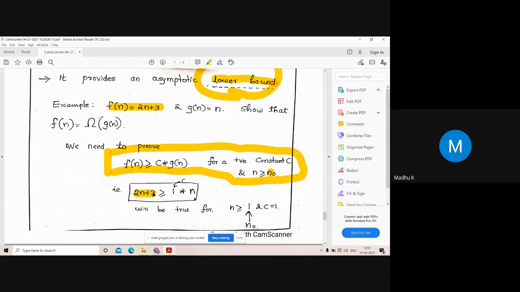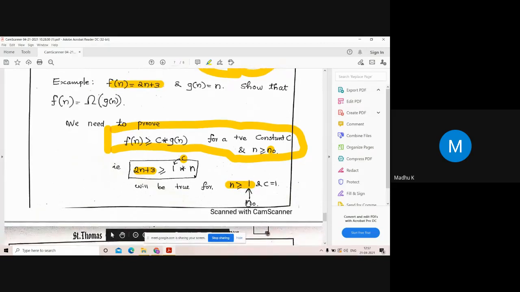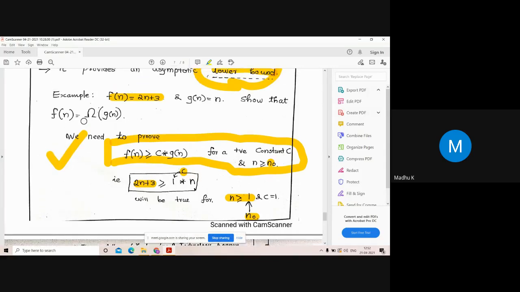So we need to prove 2n plus 3 greater than or equal to 1 into n. I put c equal to 1. Then it will always be true: 2n plus 3 greater than or equal to n for n greater than or equal to 1. And that is, n0 value is 1. So this is also okay. F of n belongs to big omega of n, 2n plus 3 belongs to big omega of n. So we are taking simple examples and trying to understand the concepts.